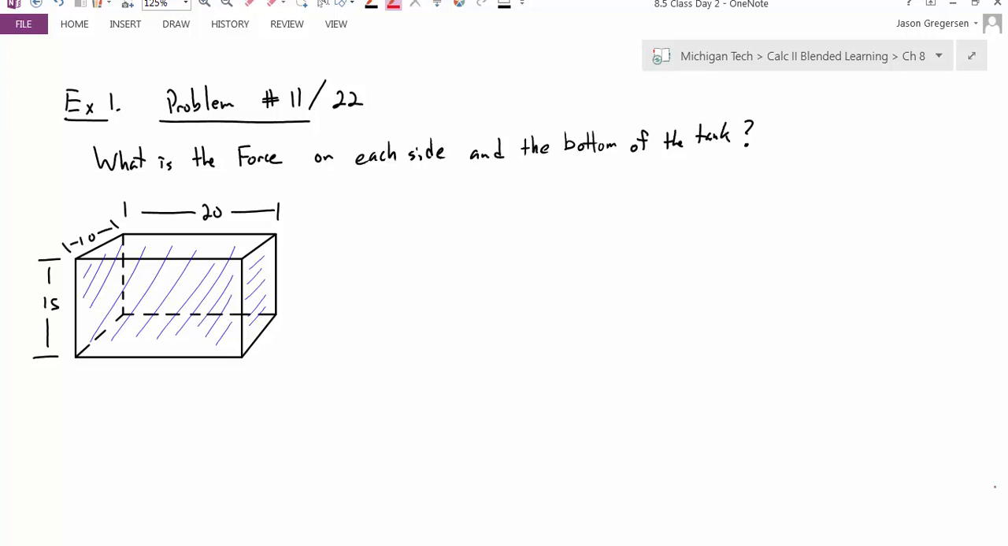So we had this tank. It's a fish tank. It's a tank of lobsters in a restaurant. All kinds of ways to do this, right? Filled with water. And we want to find the force on each side and on the bottom of the tank.